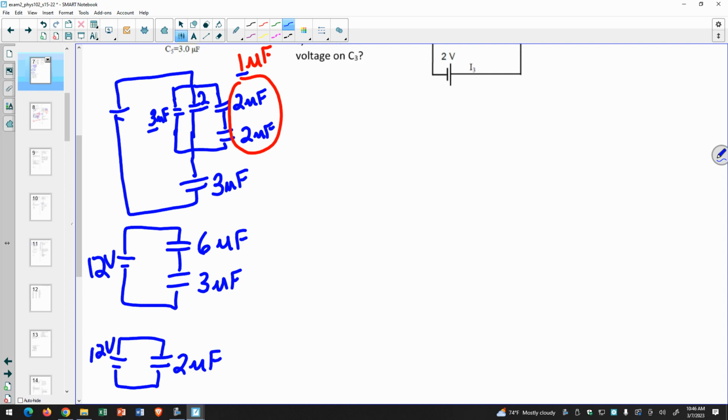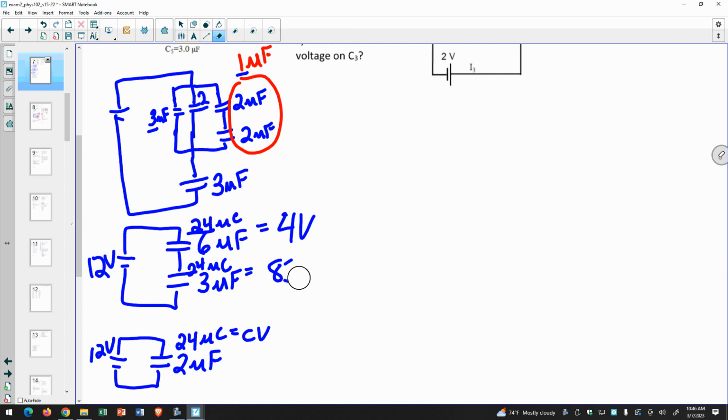Then I could find the charge on that. That would be 24 microcoulombs. That's equal to C times V. So I have 24 microcoulombs here, 24 microcoulombs here. So 24 divided by 6 is equal to 4 volts. 24 divided by 3 is equal to 8 volts. Okay, so now that I have those voltages, I can go back and begin putting them in.